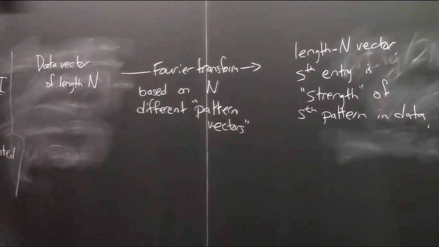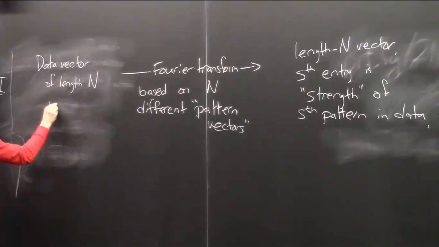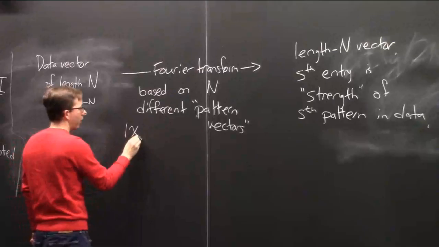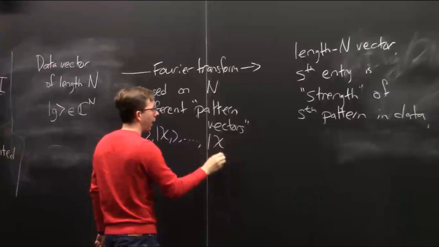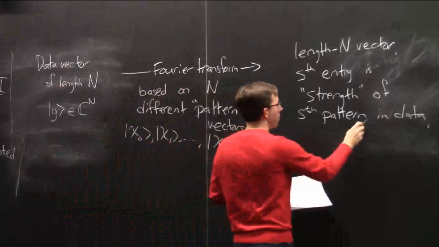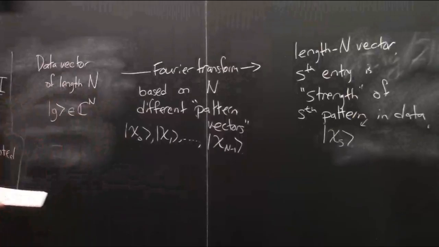And let me put some notation to this. This is a length N vector, so I'm going to call it G. We'll use quantum notation. And let's say it's a vector list of complex numbers. Usually going to be real numbers, but let's say complex numbers. And I'm going to call the pattern vectors here chi: chi 0, chi 1, up to chi N minus 1. These are also vectors that somehow represent the patterns. And here I mean the strength of the Sth one of these. I'll make this more precise in a moment.